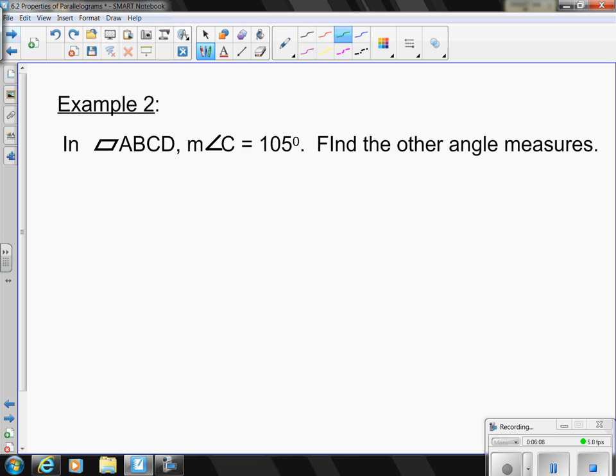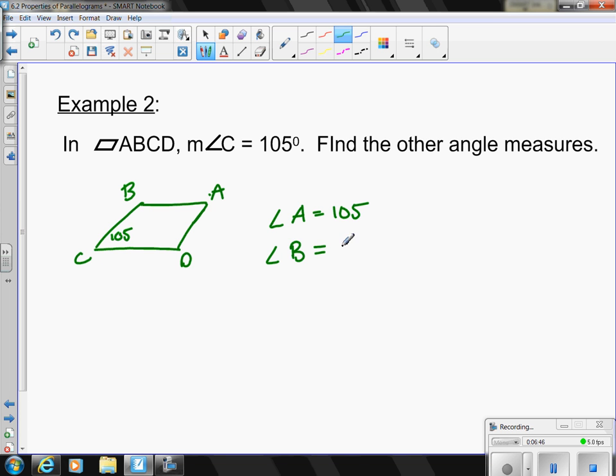This one will be similar. This is a symbol for parallelogram. So parallelogram ABCD, where angle C is 105 degrees. So we can just make up a parallelogram, call this 105 degrees. Can we figure out our other angles? And remember, we got to go around clockwise, so let's go A, B, C, D. Angle A has to be congruent to angle C, so it has to be 105 degrees. And angle B and angle D have to be congruent, and they're supplementary to angle C, so they have to be 75 degree angles. 180 minus 105.